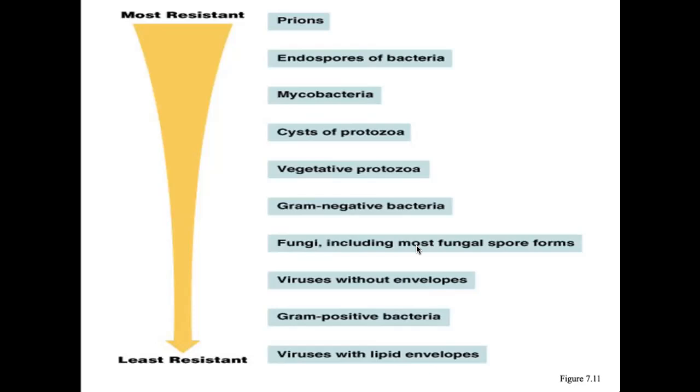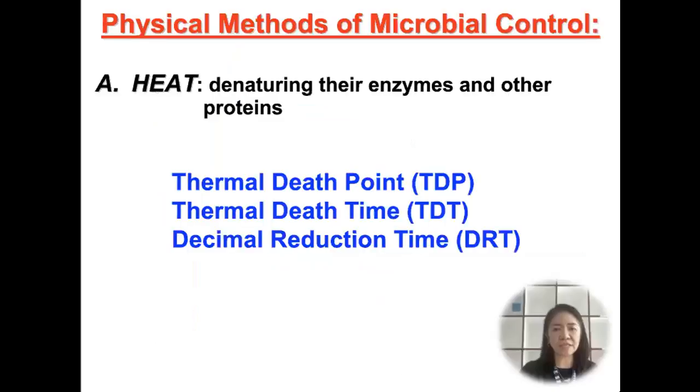Okay? So, again, we're now on our physical methods of microbial control. Physical methods are those that we can actually expose our materials to be disinfected to. Okay, so this would include heat, low temperature, filtration, desiccation, radiation. Those are the different kinds of physical methods that we can use to really attack our microbes with. Okay? So heat is the first and the most common.